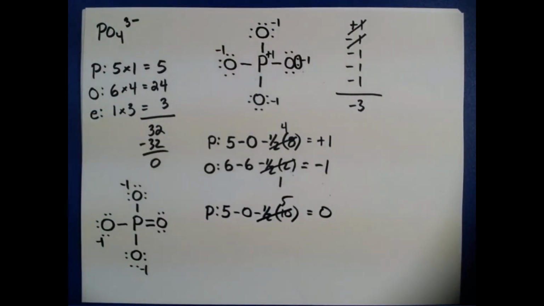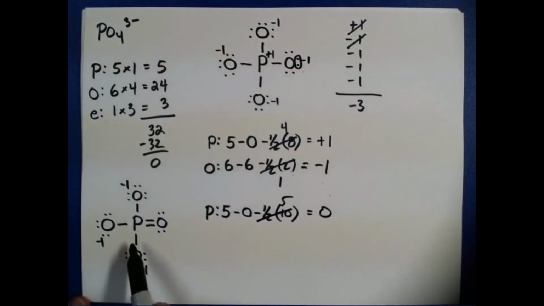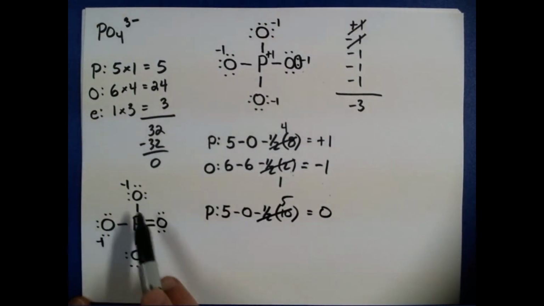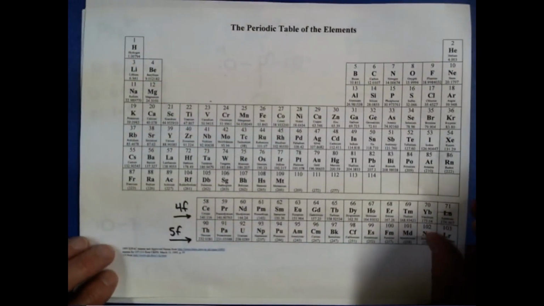And now some of you may be saying, hey, wait, that exceeds the octet rule. This phosphorus has 10 valence electrons. Why is it doing that? Well, when the atoms get big enough, there's 2 ways you can think about this.